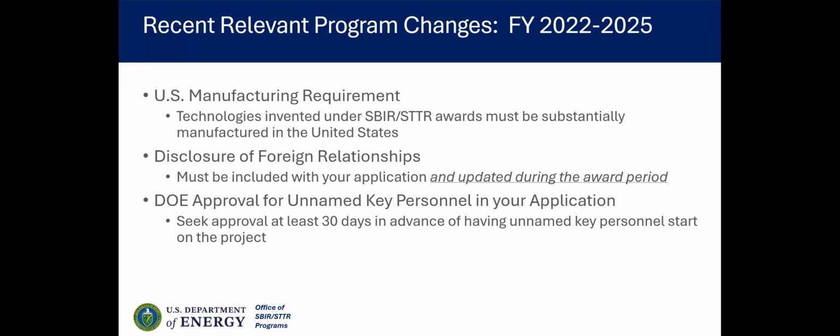Another important thing about that form is that you do need to update it during the award if things change with respect to foreign relationships. And don't forget, in your application, you may have had some unnamed key personnel, a lab engineer, a lab scientist, someone working on the research and development project who was not named in the application. You do need to reach out to your grant specialist for approval at least 30 days in advance of that person working on the project. So don't forget to get going on that at this point in time.